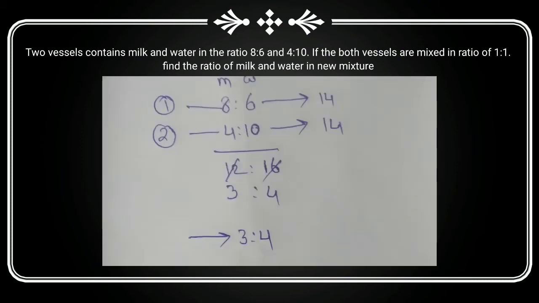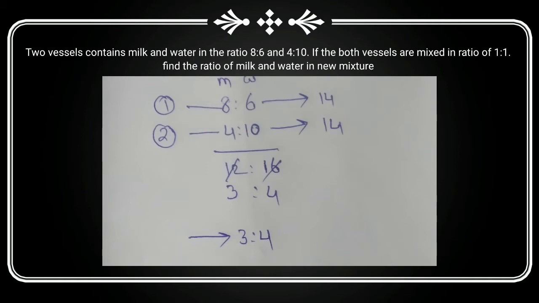Now we can see in the first vessel, the milk is 8 parts and the water is 6 parts. And in the second vessel, the milk is 4 parts and the water is 10 parts. So in both the vessels the parts are equal because 8 plus 6 equals 14 and 4 plus 10 equals 14. In any question like this, if the parts are equal in both the vessels, directly add the ratios. Now 8 plus 4 equals 12 and 6 plus 10 equals 16.